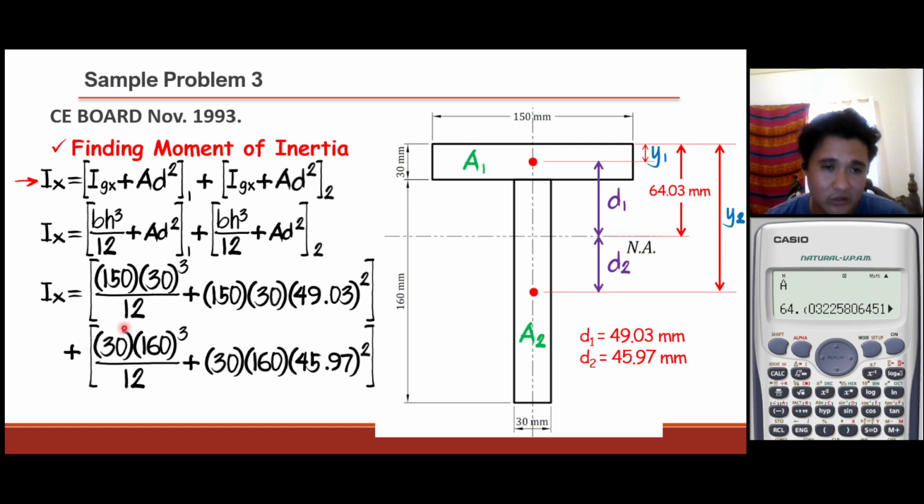Okay? And then, i-summation na lang natin using our calculators, makukuha natin yung answer natin for moment of inertia with respect to x. So, with respect to x na tayo. So, 150 by 30. Please do this din sa mga calculators nyo para makasunod kayo.